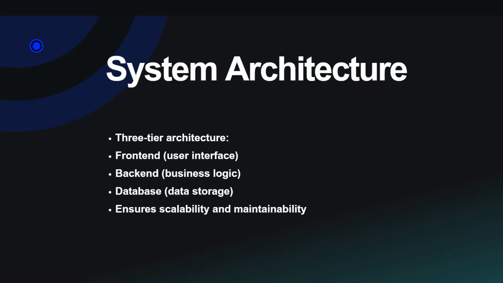Next we talk about the system workflow, and the system workflow is simple and efficient. First, the customer scans the QR code and places an order. The order is sent directly to the kitchen system, and then the kitchen prepares the food, and the system updates the inventory automatically. All the data is then recorded for analysis and reporting.